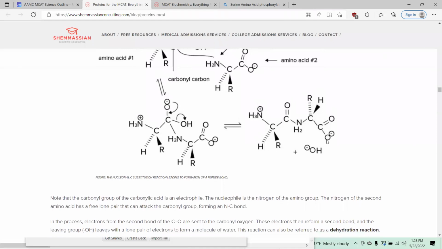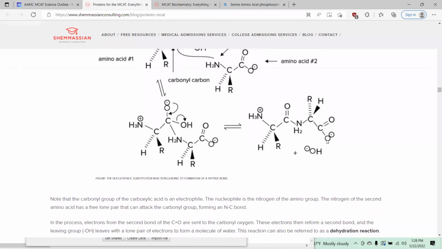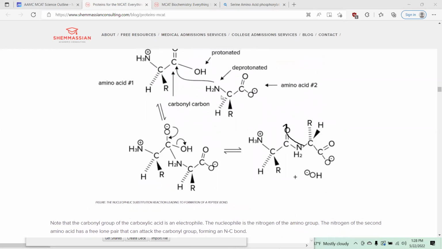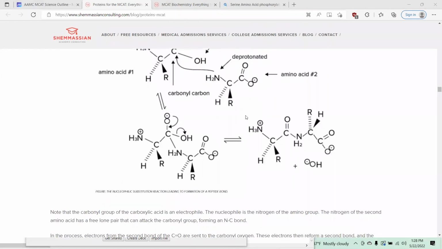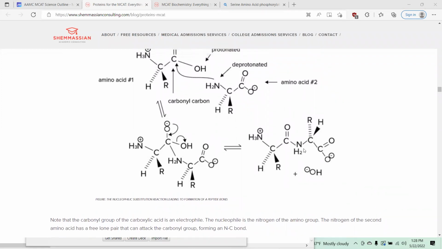Now the opposite is a hydrolysis reaction. If you did all of this in reverse, then you would break up the protein, right? So if this O minus decided to come back, everything would happen in reverse, and then we would just break up into two separate amino acids again. So that is the mechanism behind the building, and also, if you go in reverse, the breakdown of a polypeptide chain. Any questions about this?